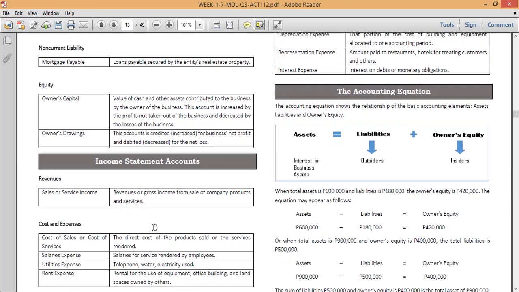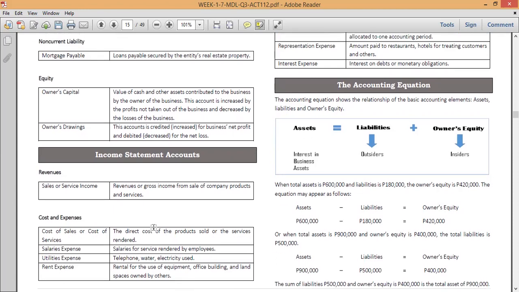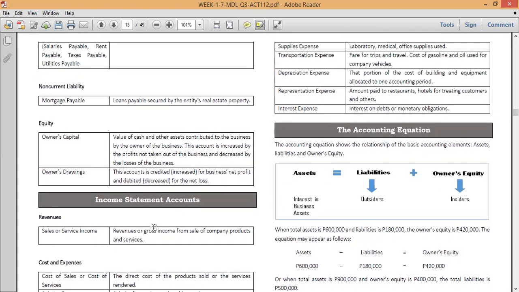So, syempre, aware tayo pagdating sa income, pag nagpe-prepare ng income statement. So, nandyan po yung revenues. So, total revenues nyo, it's either sales or service income. So, yun yung kino-consider as gross income from the sale of company products and services. So, then, ililess po natin yung cost and expenses, yung cost of sales or cost of services, salaries expense, 'di ba? Utilities expense, rent expense, then supplies expense, transportation expense, 'di ba? Depreciation expense and representation expense.